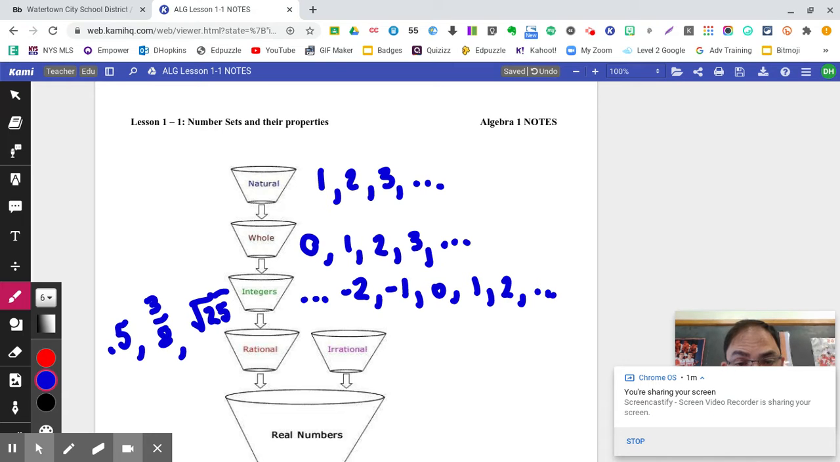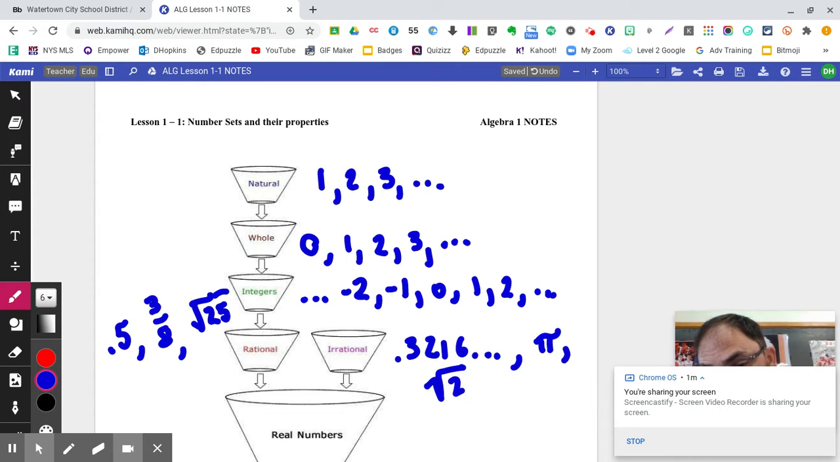The irrational numbers are the opposite of rational numbers. So decimals that go on forever and never repeat, say 0.3216 and the dot means it goes on. Any number with pi in it is irrational, and also any square root that is not perfect, say the square root of 29. And all of these are real numbers.